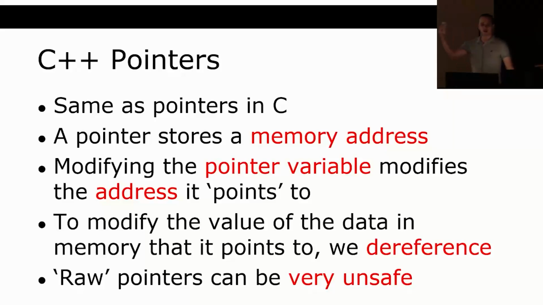Because of this, using raw pointers, i.e. pointers that you have allocated yourself with new, can be very unsafe. Because if you do something with them that is not correct, your program can crash. Even worse than crashing, you could have an incorrect result if you're modifying memory that you're not supposed to.